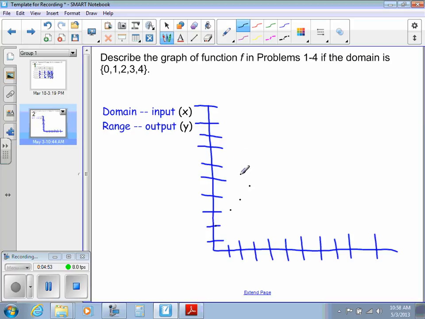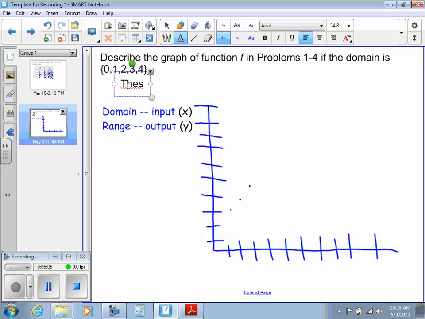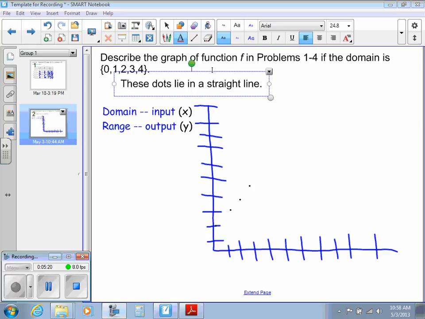So, how would we describe this? How about these dots lie in a straight line? Actually, I'm going to change my wording just slightly. Rather than calling them dots, let's call them points. So these points lie in a straight line.